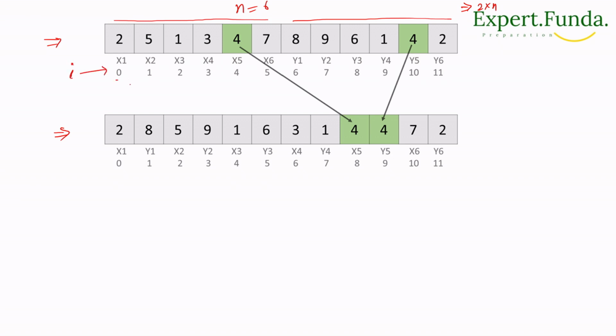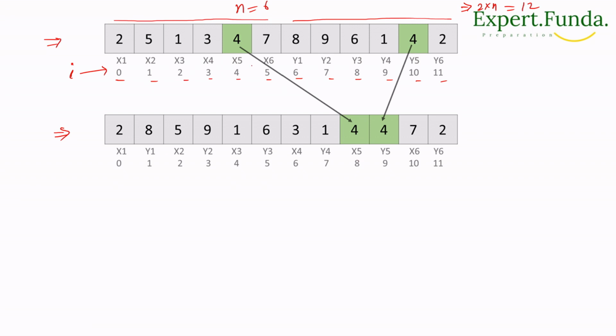If I talk about 2 into n, that comes to 12 elements. So we have to start from 0, 1, 2, 3, 4, 5, 6, 7, 8, 9, 10, 11 in total. Okay, 0 to 11, the indices we have. Now let's suppose after making this we are here.